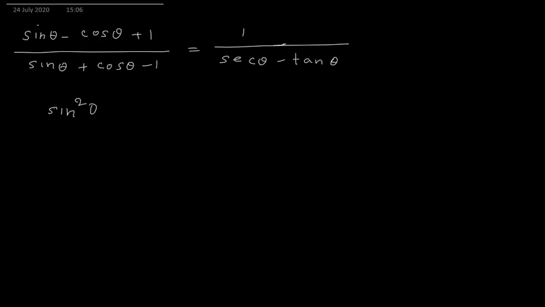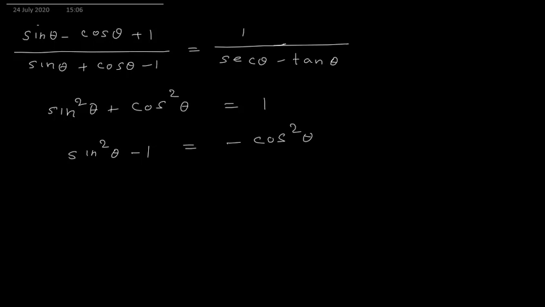sin square theta plus cos square theta is equal to 1. So from this I can say that sin square theta minus 1 is equal to, if I take 1 on this side, then cos square theta will go on that side, it will become minus. So sin square theta minus 1 is equal to minus cos square theta.